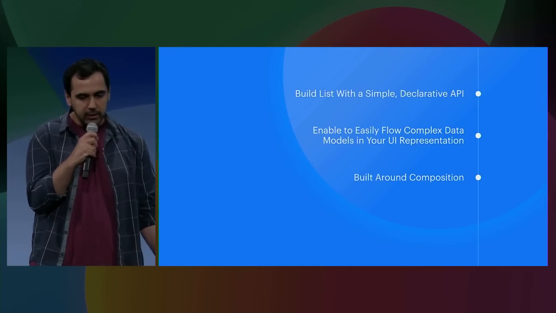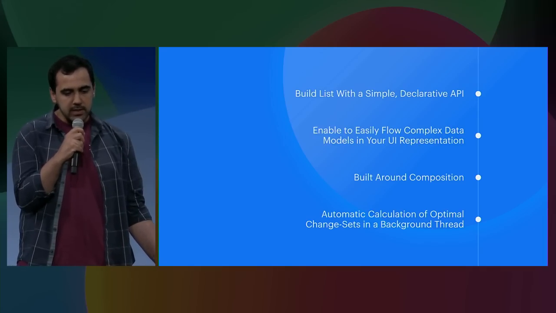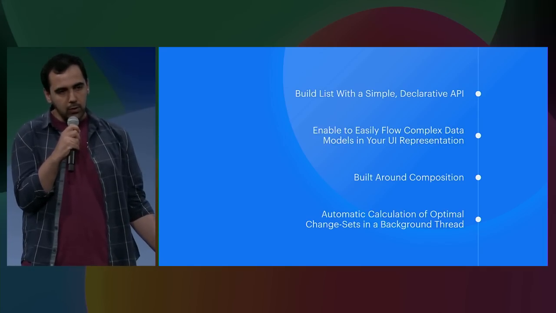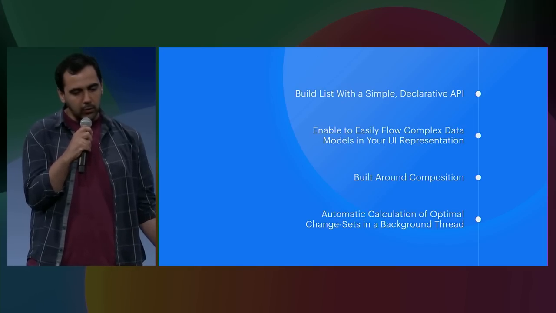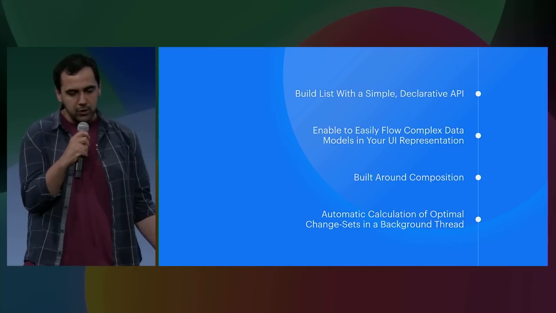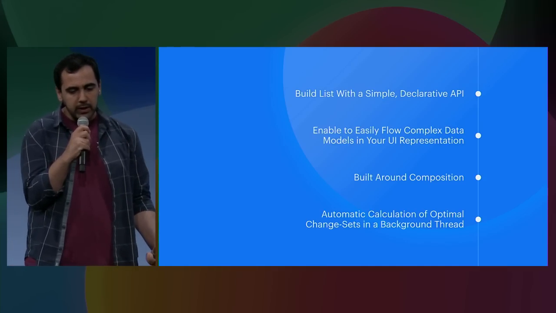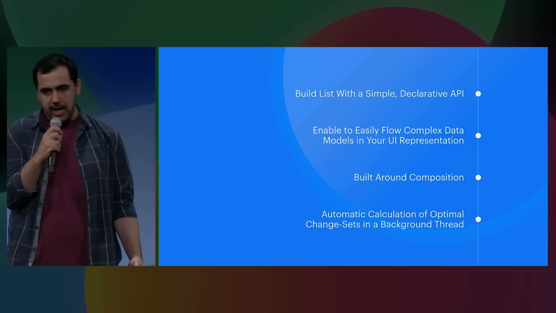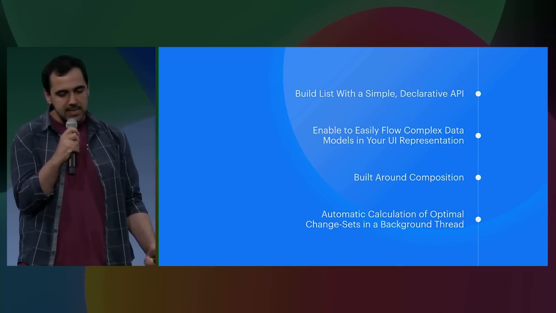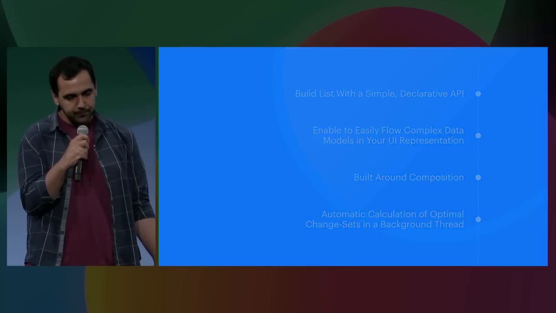Sections, like the rest of Litho and ComponentKit, is based on a simple declarative API. It allows you to easily flow complex data models into the UI representation, and it's built around composition to easily enable lists composed of heterogeneous pieces of UI. On top of that, Sections was built with the usual focus on performance and can automatically calculate the optimal set of operations needed to update a list without blocking the UI thread.